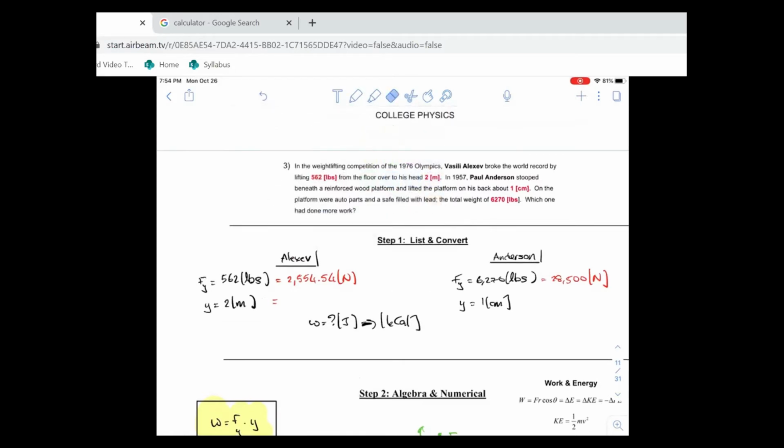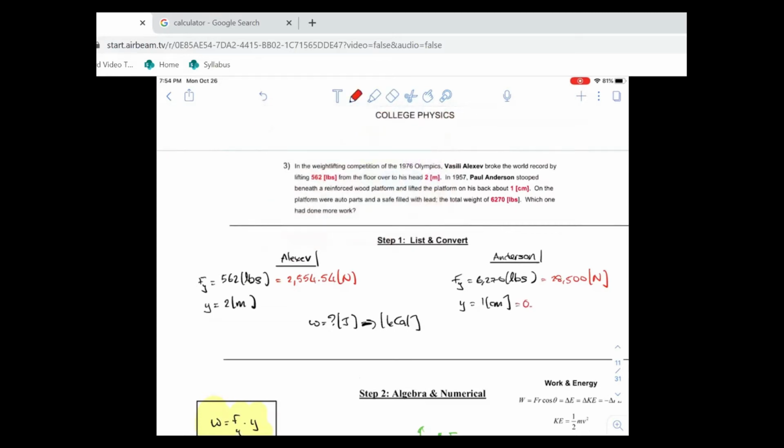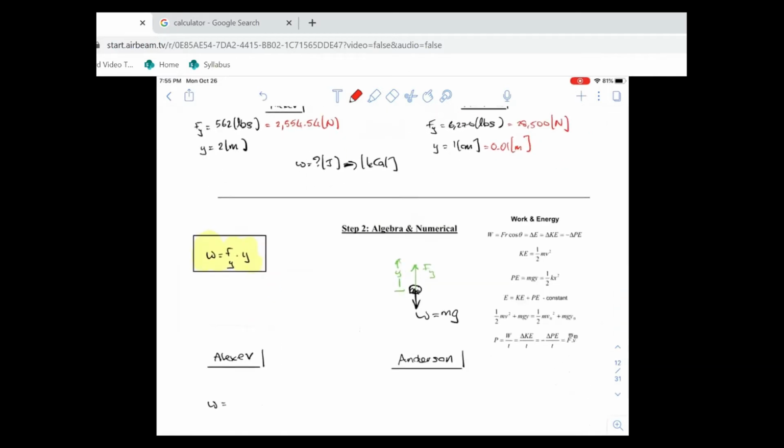All right, so the distance is already given in terms of meters. And 1 centimeter is going to be 100th of a meter. Okay, so we got that one. Those are the only conversions we got. So this times that is going to be the amount of work.